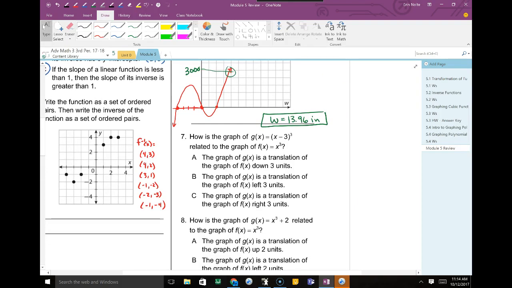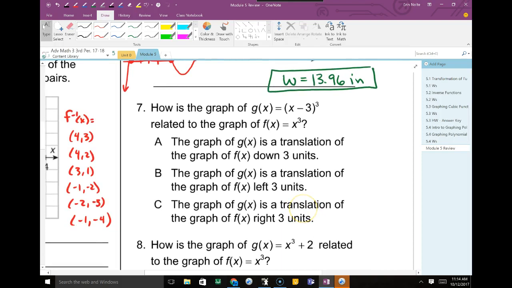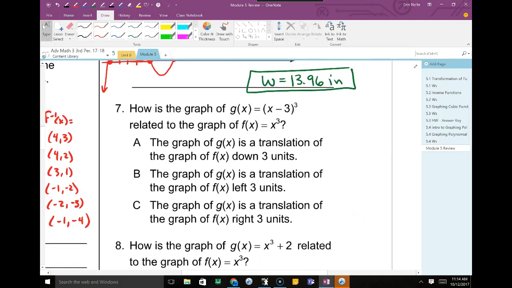Okay, moving on to number 7. This one says, how is the graph of g of x related to f of x? So if I have a -3 inside the parentheses, tell me what direction is this function moving? It's going to the right. Good. So I know it's going to the right 3. So not A, right? Not C, but B, right? To the right. No, just kidding. I can't read. My bad. Right. I got this.